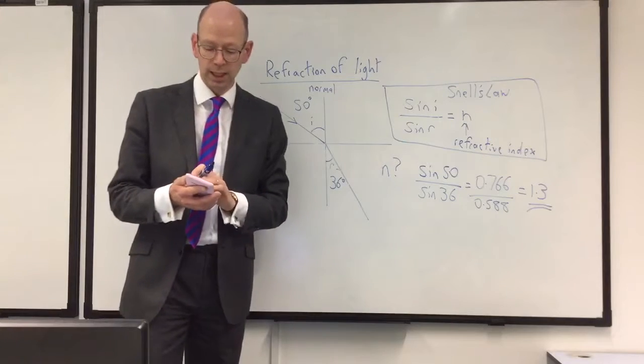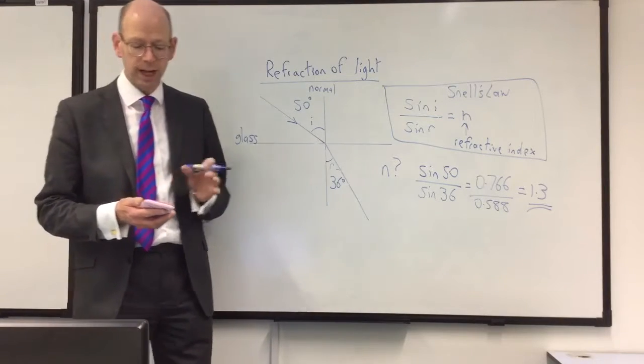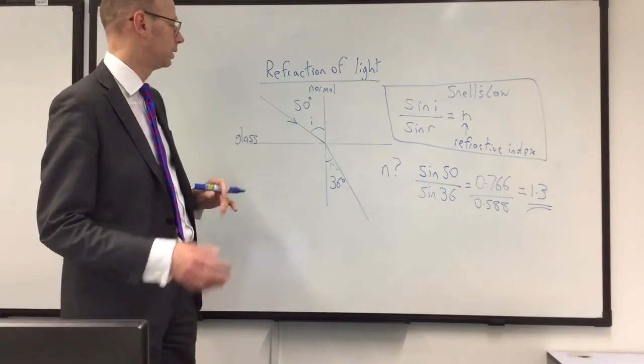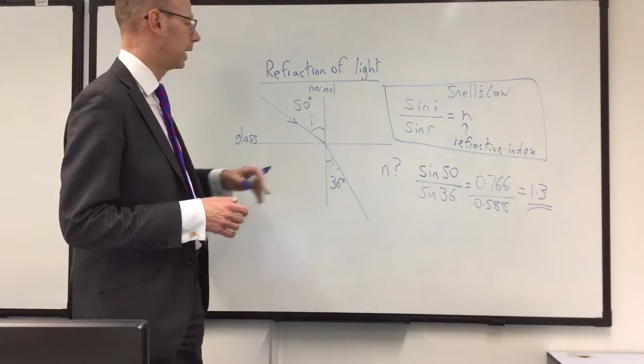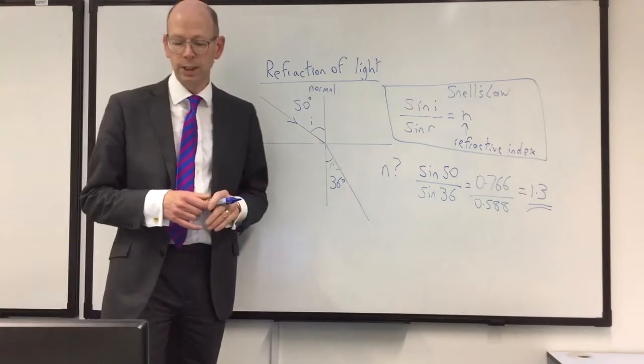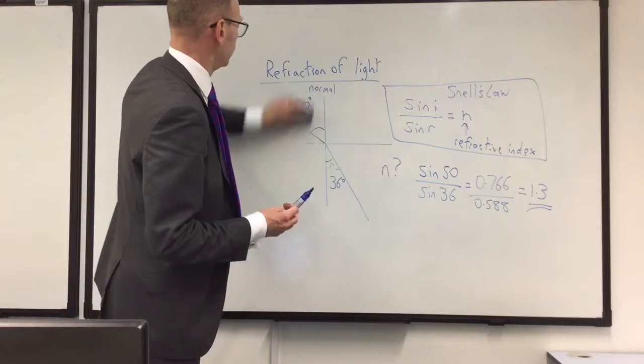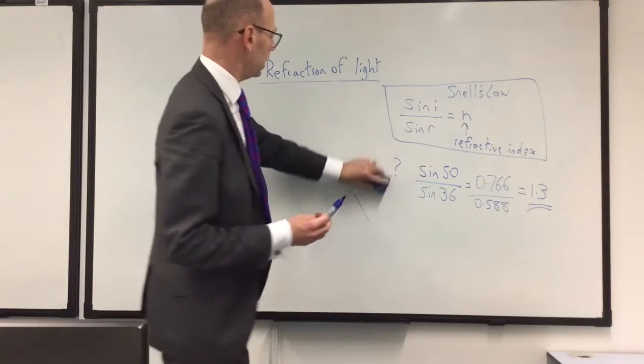N doesn't have any units, it's just a factor, the factor telling us how much the speed of light has decreased by as it's gone from the air to the glass. Okay, so that would be one calculation we could do with Snell's law. Let me try you on one that's going to take a little bit more work.